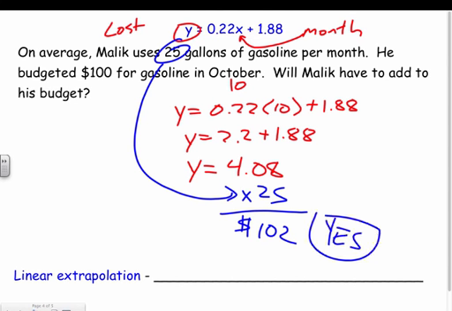And we call that extrapolation, linear extrapolation, because we found something that happened outside of my original graph. We found for the month of October. That's what that linear extrapolation is. I don't use that term a whole lot, but we're just using our linear equation to solve for something.